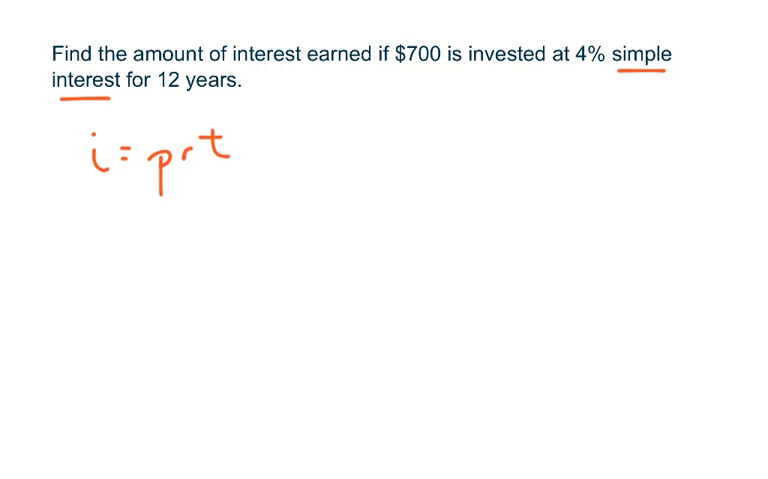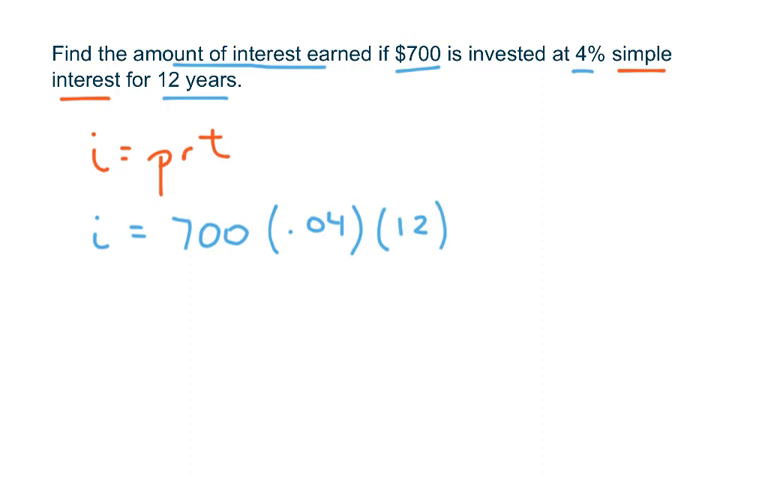Here we're asked to find the amount of interest that was earned. So we're looking for I. P is the principal. That's how much was invested. That was $700, so that's going to go in where P is. R is the interest rate, which is 4%. We got to make sure to convert that to a decimal, so that's going to be 0.04. And then time is 12 years, and so we'll use 12 for T.